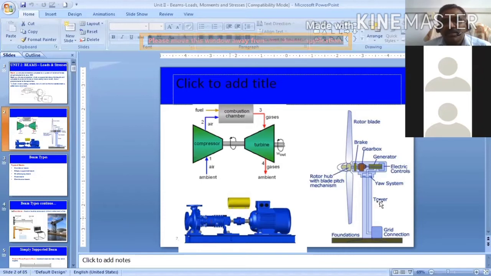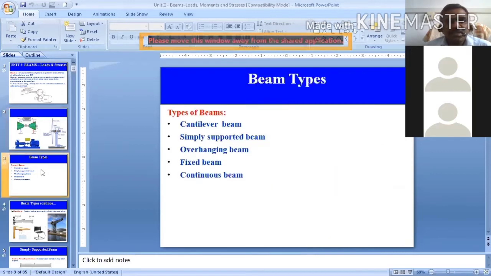Similarly, here you see the windmill. In the windmill, these are all the blades, and then the brake, then the gearbox, then the generator. All are supported on a shaft. So this is a beam. Similarly, whenever a body is subjected to a vertical load, it is a beam.